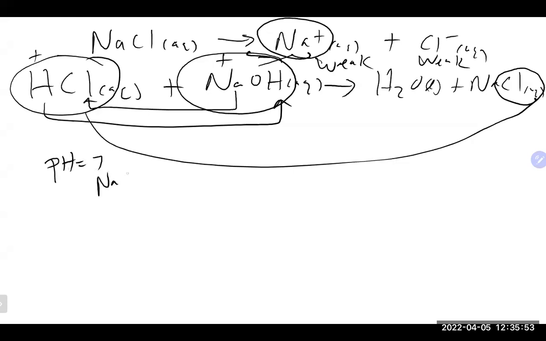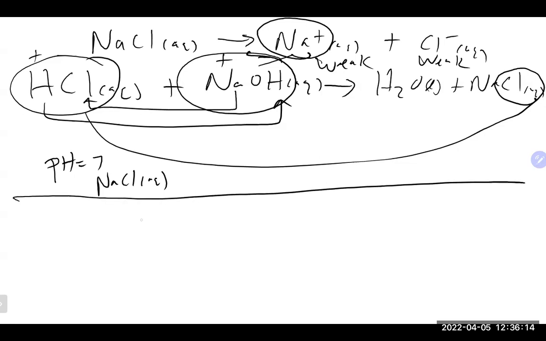If we had a solution of sodium chloride, as it is considered a neutral salt, that is because both parts of that salt come from a strong acid or a strong base. Any questions on that there? Now, let's say we had a different salt like sodium acetate.